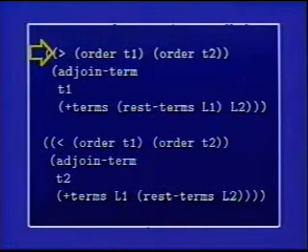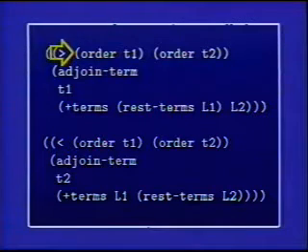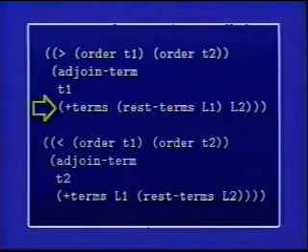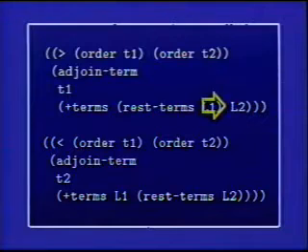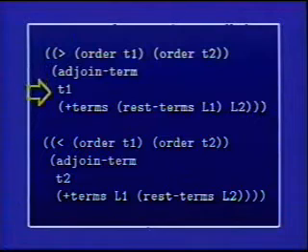If the order of T1 is greater than the order of T2, then what that means is that our answer is going to start with this term of the order of T1, because it won't combine with any lower order terms. So what we do is add the lower order terms. We recursively add together all the terms in the rest of the term list in L1 and L2. That's going to be the lower order terms of the answer. And then we're going to adjoin to that the highest order term.